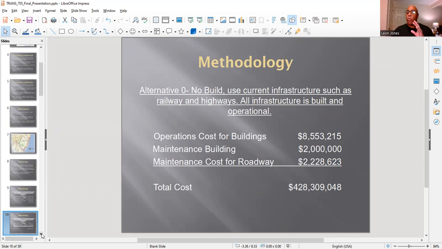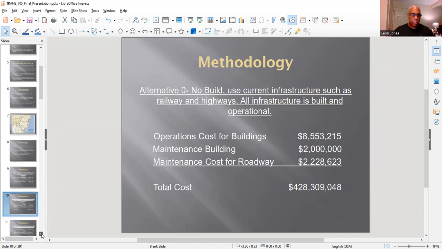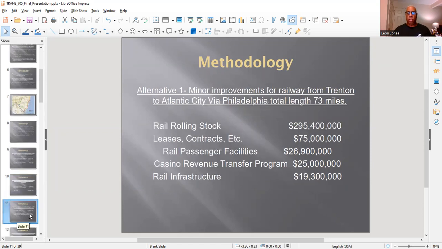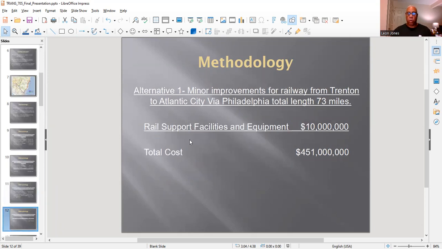Again, you're going to do projects, have some numbers. Everybody know what the benefit cost ratio is. Now, when we get into the improvements, you see you have to deal with leases, rolling stock, casino revenue transfer program, and rail infrastructure. As I move on, rail support facilities. Now, that's just for minor improvements. That's alternative one. It's a 73-mile length, and the total cost is $451 billion.